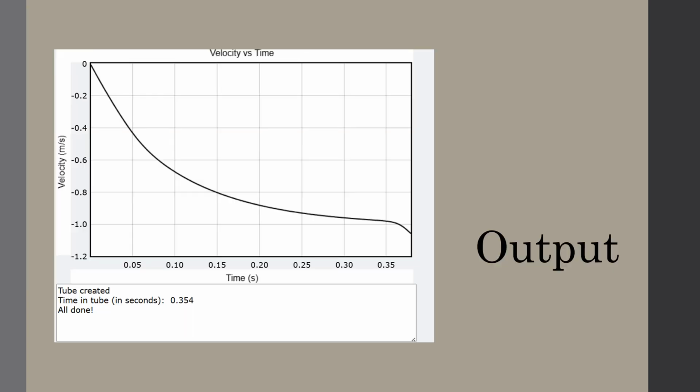Here's the output that the code created. You can see the velocity versus time graph, and it outputs the amount of time that it took for the magnet to fall through the length of the aluminum tube.